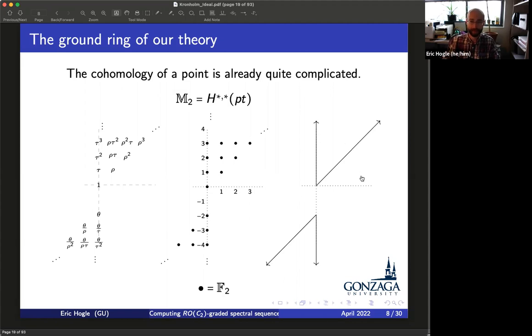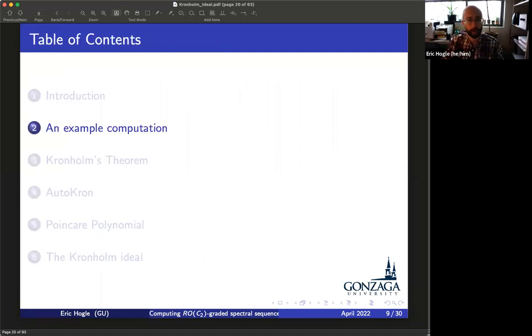And it's often easier to just represent it with these two. We call this the upper cone and the lower cone to represent the whole ring. Okay, so let's start playing with computations in this theory where we're working with modules over this ring that we called M2.